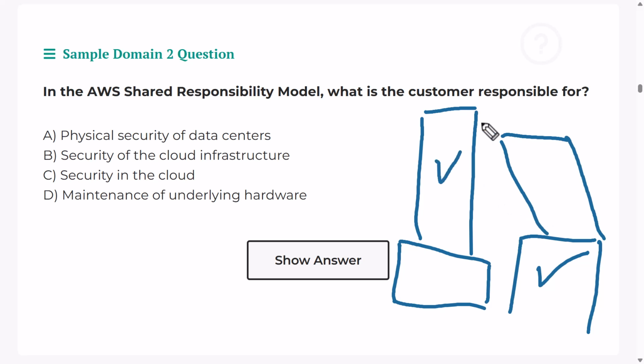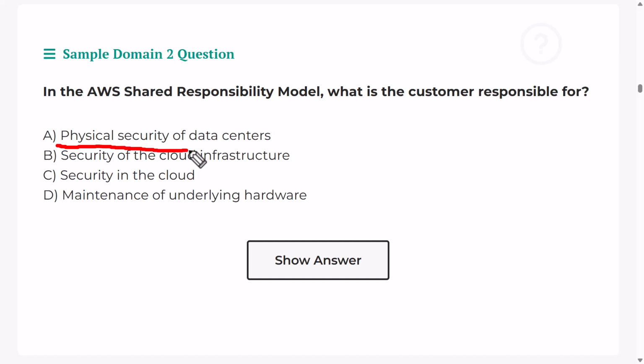So with that, let's look at our available answers. Are we responsible for the physical security of data centers under the shared responsibility model? Well, no, that's going to be AWS's responsibility. They're going to make sure that the physical data centers are secured. AWS does not announce publicly where they build their data centers specifically. There's no big sign out front that says AWS data here. So that's AWS's responsibility. That is not a customer responsibility.